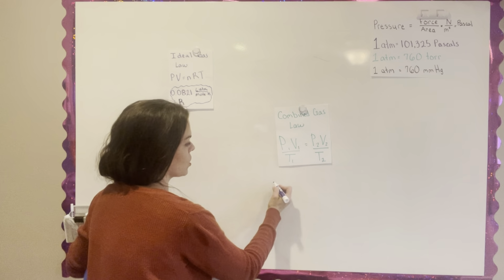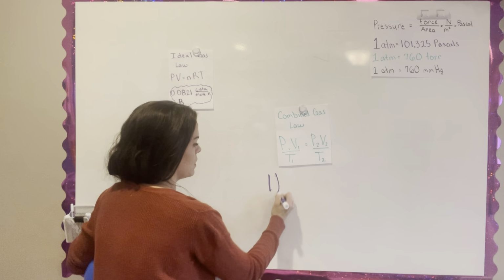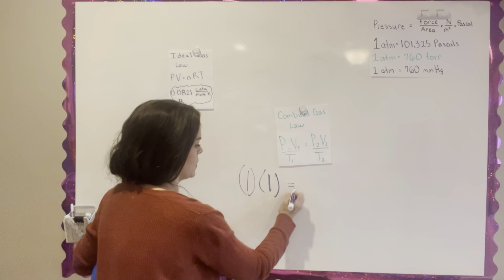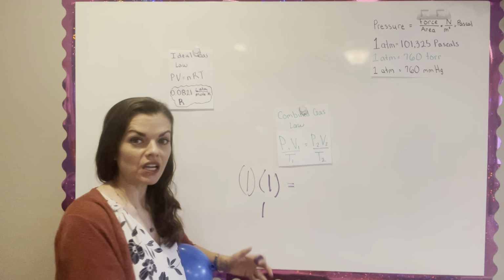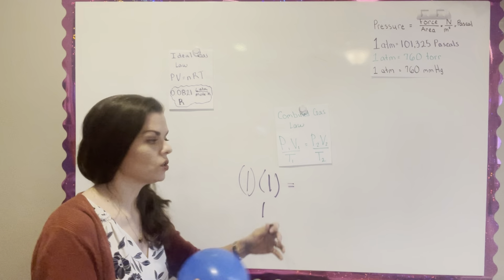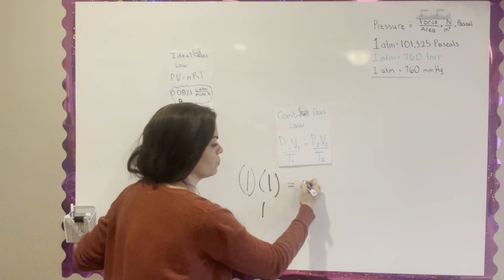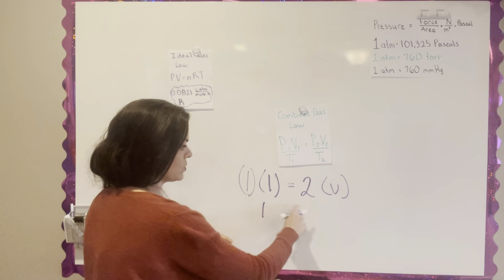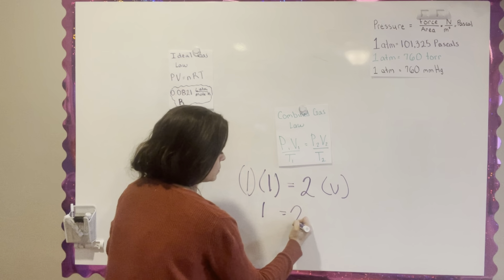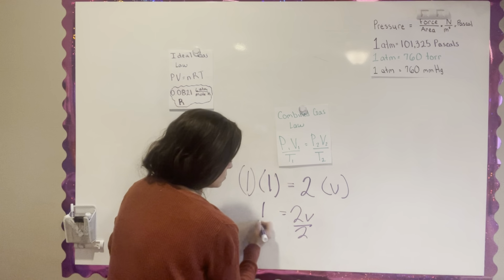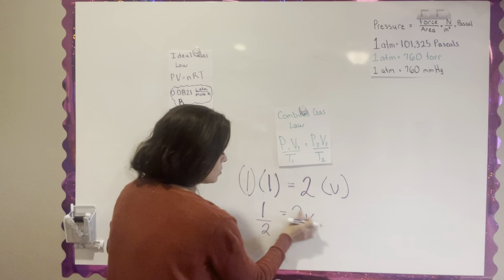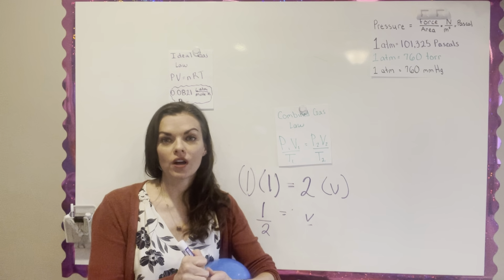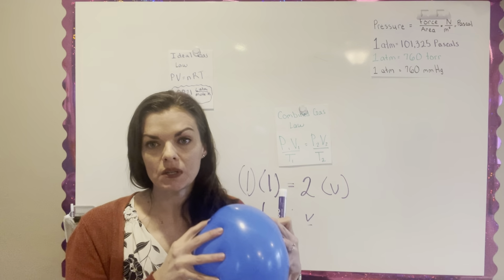So let's just say our volume is 1 liter and our pressure is 1 atmosphere, and so it equals 1. In our second situation where we increase the pressure, let's put in a 2 for the pressure, and let's say we don't know what V is. If I work this through and solve, I would say 1 equals 2 times V, so divide by 2. The volume would actually have to become half. So as you increase the pressure on the outside, the volume is going to be decreasing.